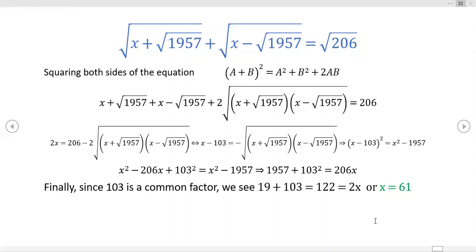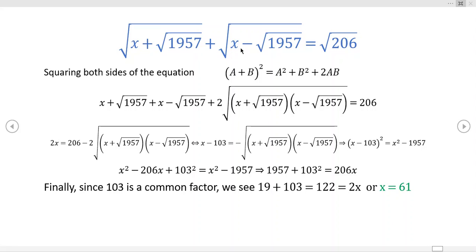Hey, got another nested radical equation. Now we do have a constant on the right-hand side here, which makes things slightly easier, I think. And it's not as bad as it looks when you notice that we have the difference of two squares, and when you square both sides, the square root of 1957s will cancel. So it's not quite as bad as it looks at first glance.